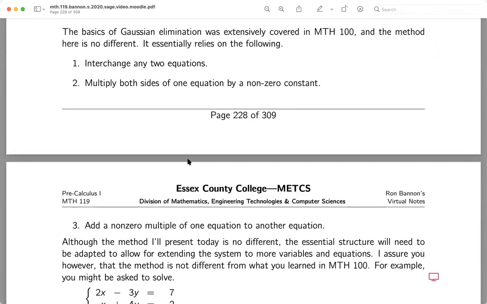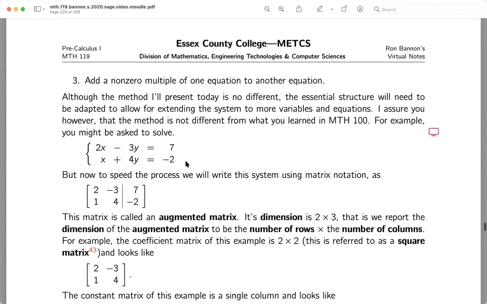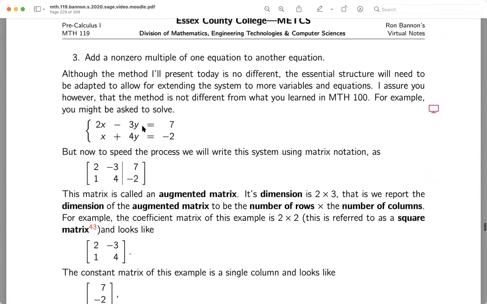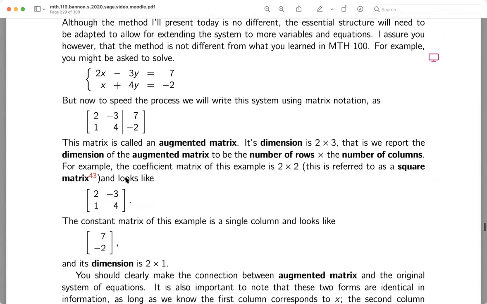We're going to still do the same thing, but those things are going to look different. So, for example, in Math 100, you had a system that looked like this. We're going to write it down this way, and this is called an augmented matrix. We'll look at that later on the whiteboard. We're also going to talk about a coefficient matrix and a constant matrix. Again, we'll relate them to the original problem, and I'll review what you did in Math 100 to solve that system.